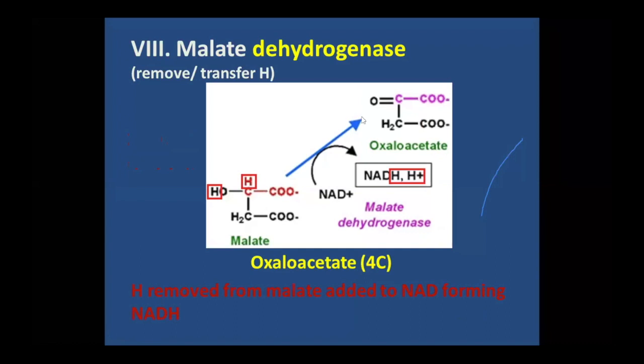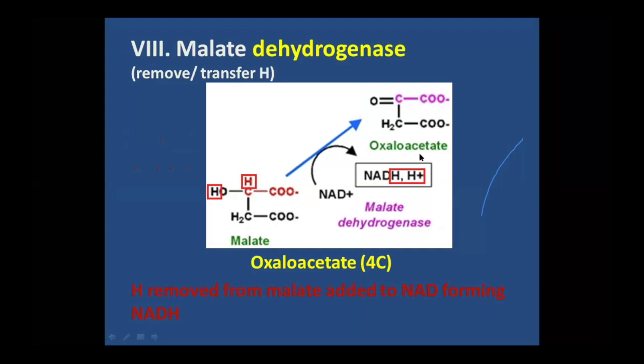And the last is malate dehydrogenase. From the term dehydrogenase, again, you remove or transfer a hydrogen. Okay? So, saan galing si hydrogen? Dito po siya galing. So, malate dehydrogenase breaks down malate, gets its hydrogen, adds it to NAD, forming NADH. And the resulting molecule is oxaloacetate.